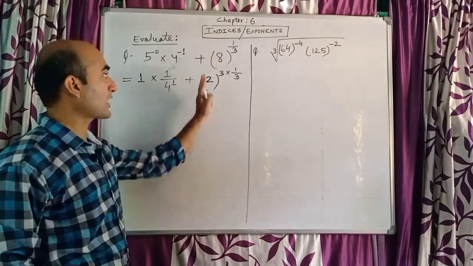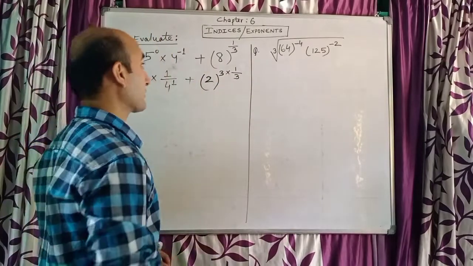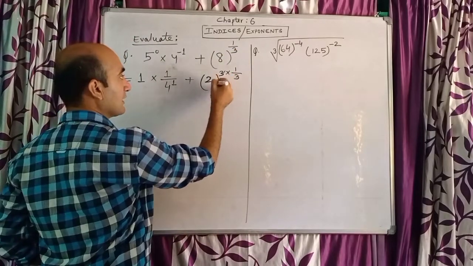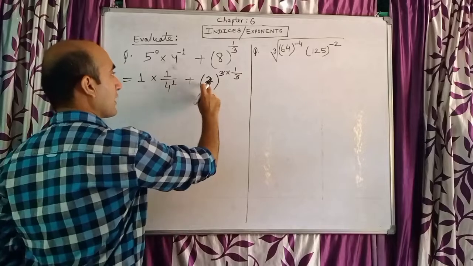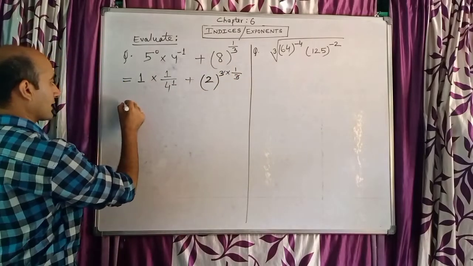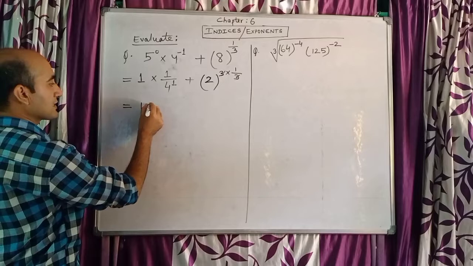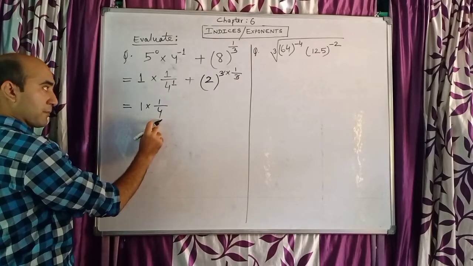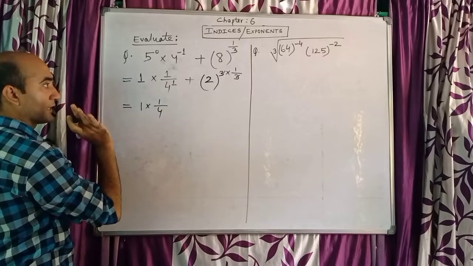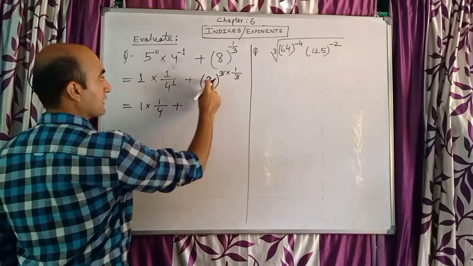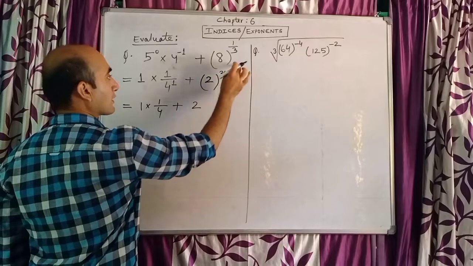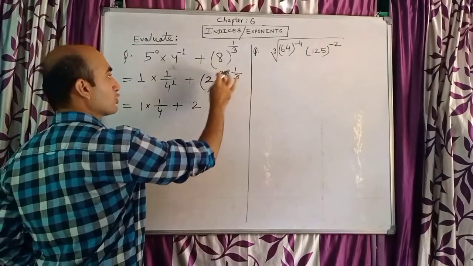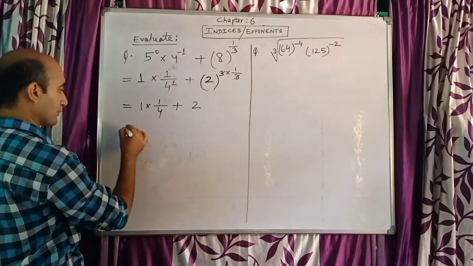Now you might be saying, sir, why did you write 2 cube? Because I want to cancel this 3 with this 3. Both 3s will cancel. Now what will remain? 2 to the power 1. So our result here is 1 into 1 by 4. Anything to the power 1 is the same number. So 4 power 1 is 4 only, and plus here you have 2 power 1. So 2 power 1 is 2 only, because the 3 got cancelled.